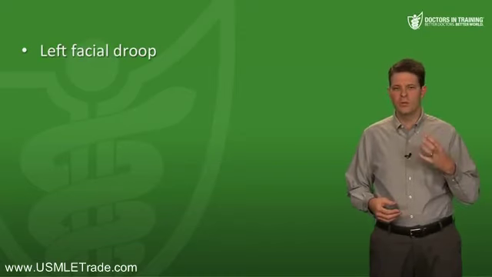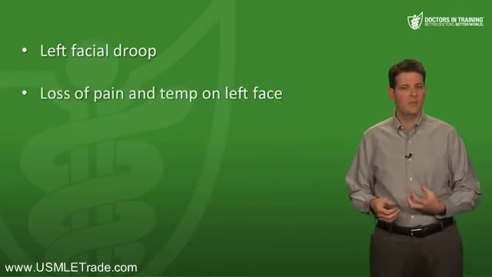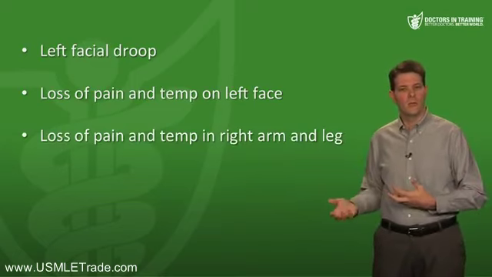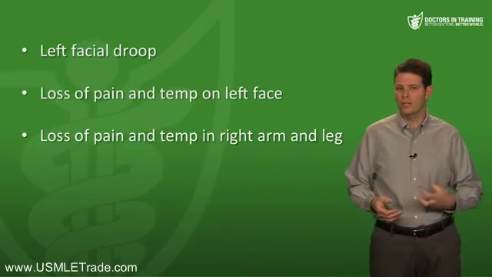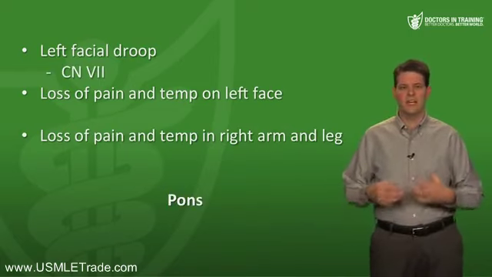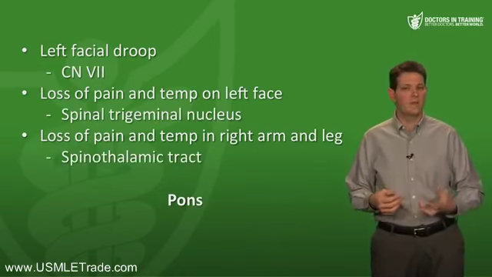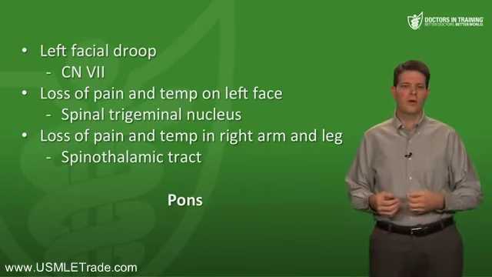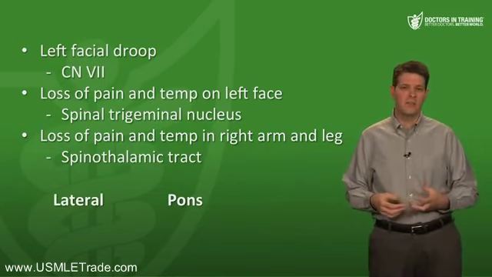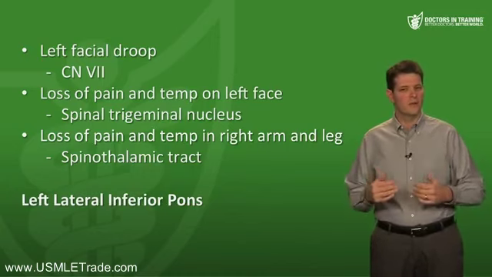I hope you're starting to get the hang of the rule of fours because now I'm going to go through these a little faster. The next patient presents with left facial droop affecting both the upper and lower face, loss of pain and temperature sensation on the left side of the face, and loss of pain and temperature in the right arm and leg. Now in this one, the facial droop suggests cranial nerve 7, which originates in the pons, right? And the sensory deficit suggests the spinal trigeminal nucleus and the spinothalamic tract, which are both S structures or lateral structures. So this is a stroke of the lateral pons. And specifically, this is the left lateral inferior pons because the facial nerve nucleus is located in the inferior pons.